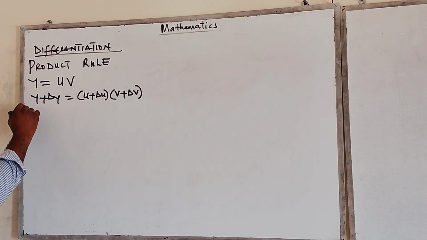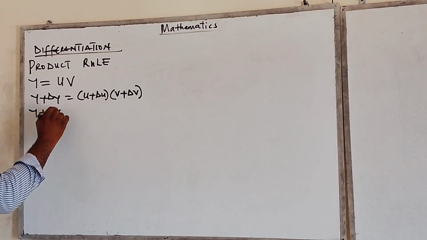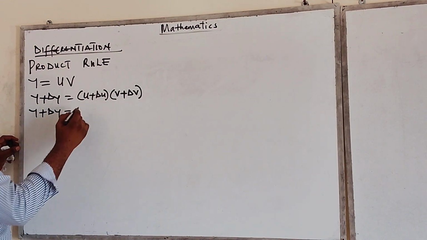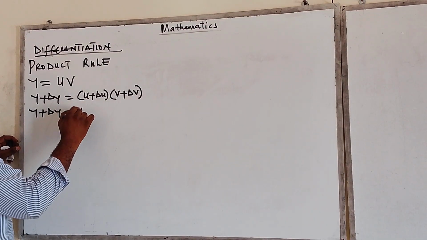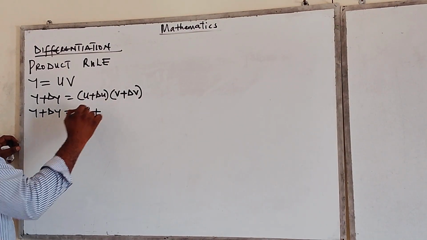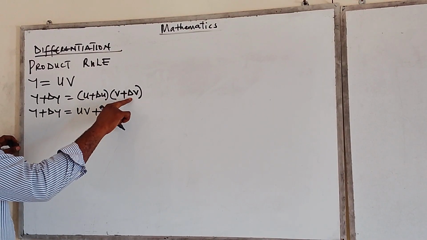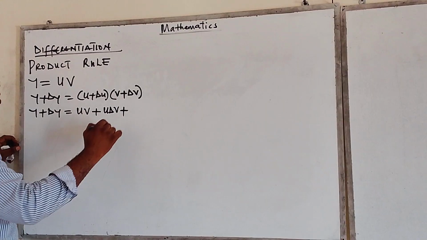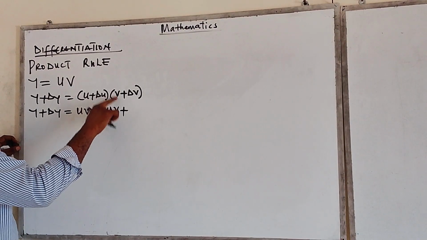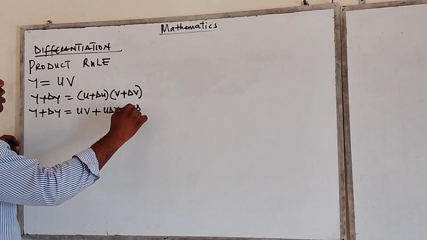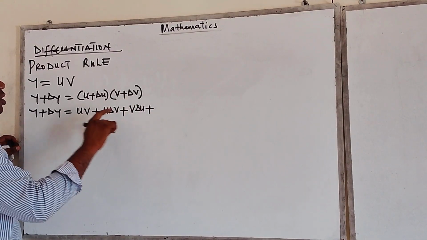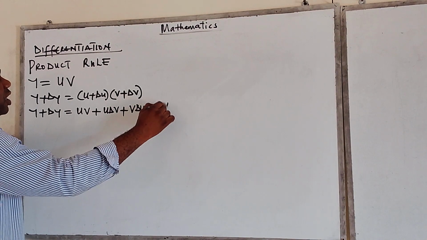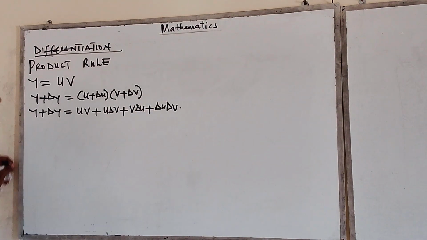Now it means here y plus delta y will be equal to, you expand this, we have u times v, uv, plus u times delta v is u delta v, plus delta u times v is v delta u, plus delta u times delta v is delta u delta v.